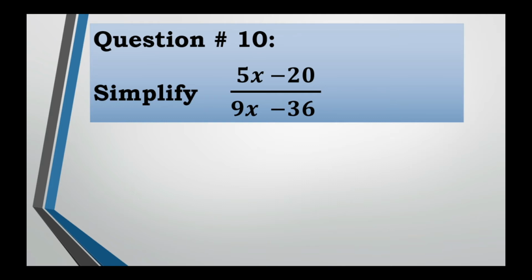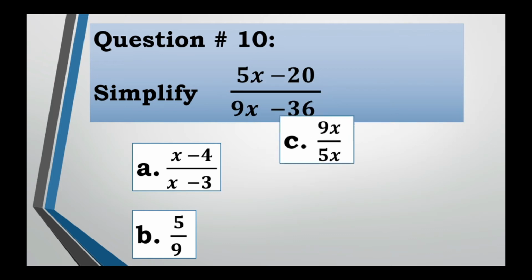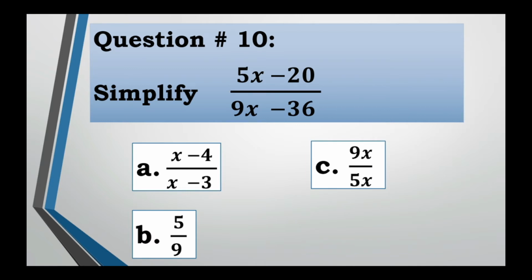Question number 10. Simplify 5x minus 20 all over 9x minus 36. Letter A, x minus 4 all over x minus 3. Letter B, 5 over 9. Letter C, 9x over 5x. Letter D, 9 over 5.